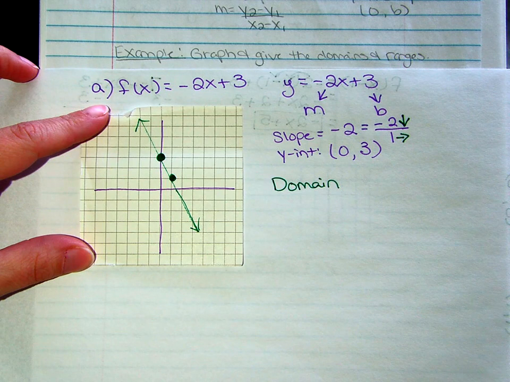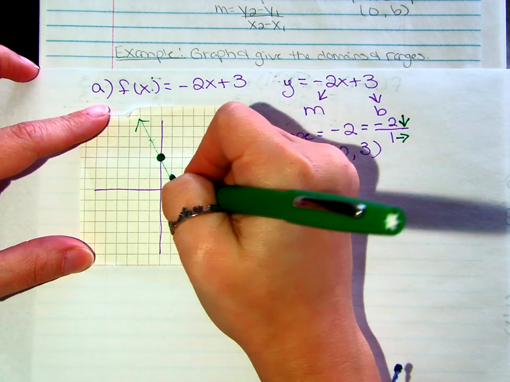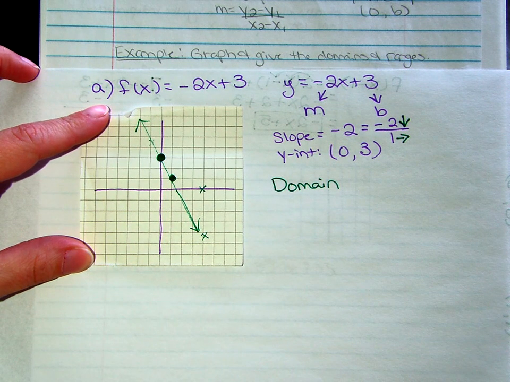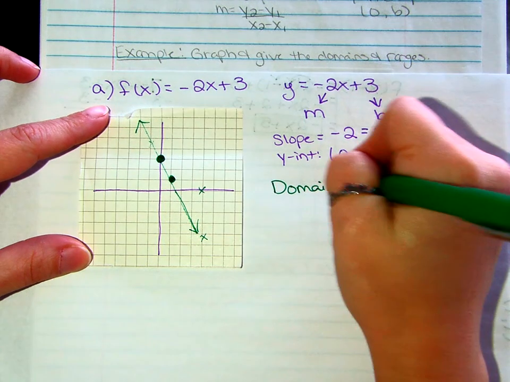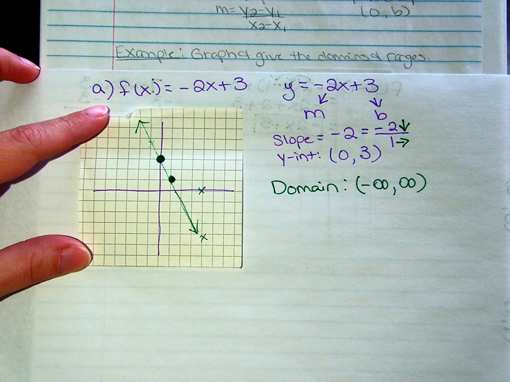Like here, this x value correlates to the line up here. This x value over here correlates to the line down here. So can I find an x value where I can't either move up or down and hit my line? No. So the domain is negative infinity to positive infinity. We write these in interval notation. We did a lot with interval notation, I believe, in chapter 10 of Math 20. That means it goes on forever.